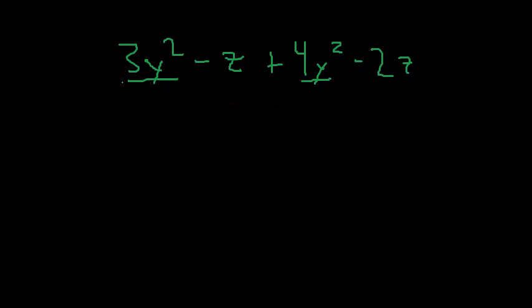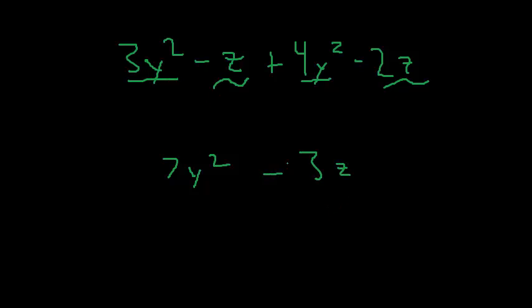Let's do another one. Say we have 3y squared minus z plus 4y squared minus 2z. We need to identify the like terms first. These are our like terms, 3y squared and 4y squared. They have the same variable to the same power. Also, our z terms have the same variable to the same power. So we can combine those as well. Here, 3y squared plus that 4y squared gives us a 7y squared. Here, a negative z combined with our negative 2z will give us a negative 3z.